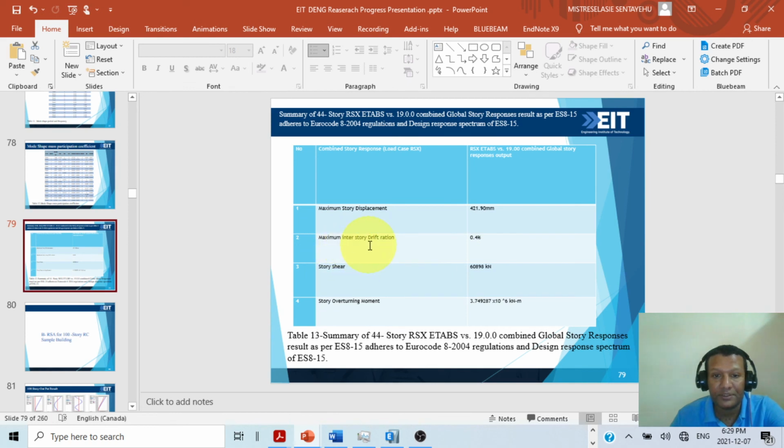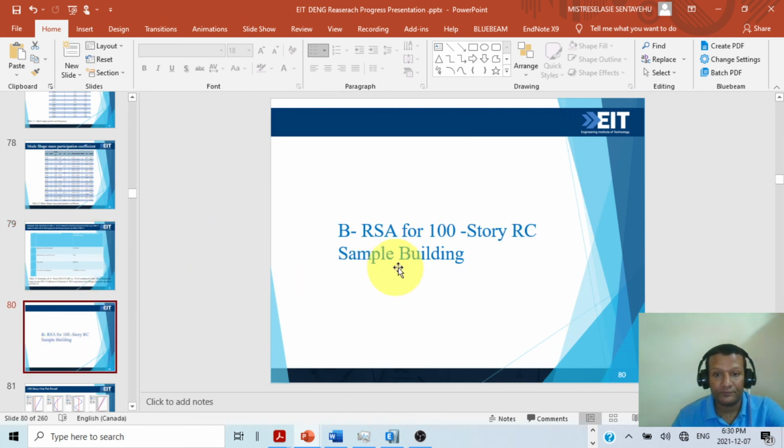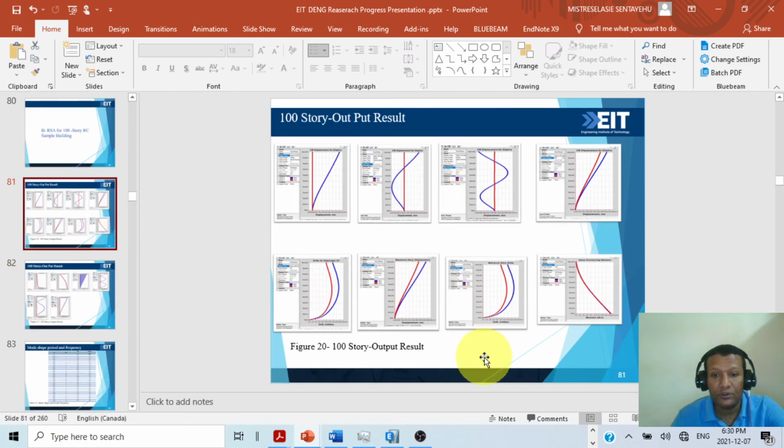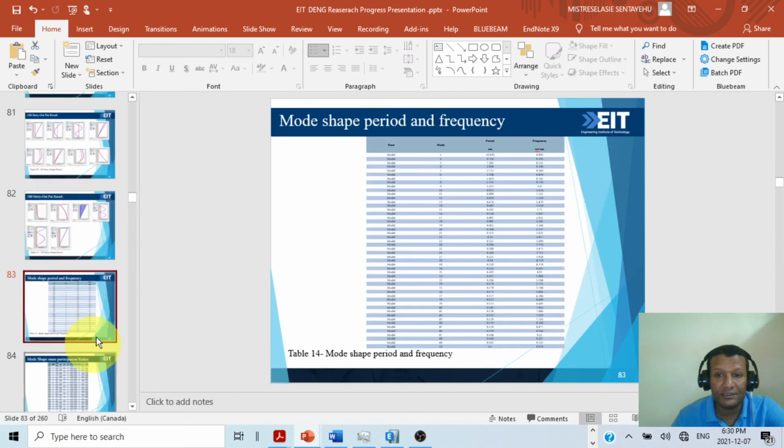421.9, the maximum inter-story drift is 0.4%, the story shear is around 60,898 kilonewtons, and the story overturning moment is this one. In this way, the same thing is true for the 100-story building also. I have the 100-story building, and the result is this.